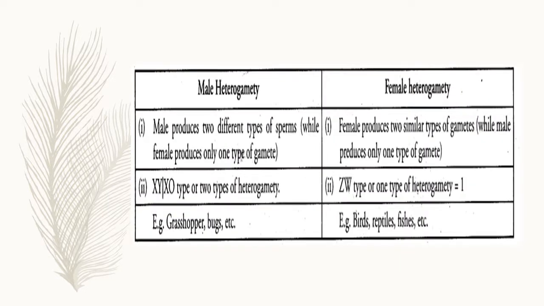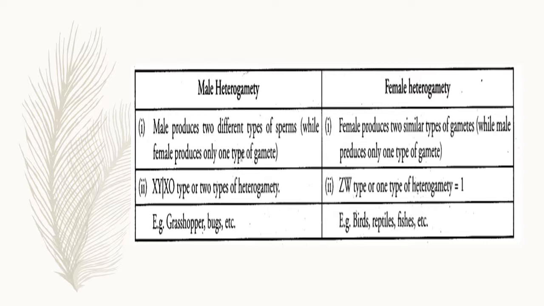Male heterogamety and female heterogamety. Hetero means different. So over here, the male which has the chromosomes heterogametic will be called male heterogamety, and the female which has the different chromosomes will be called female heterogamety. So the male is producing two different types of sperms, while the female produces only one type, that is male heterogamety, and in female heterogamety the female produces two different types of gametes. Examples are grasshoppers, bugs, XY. Humans are also an example of male heterogamety.